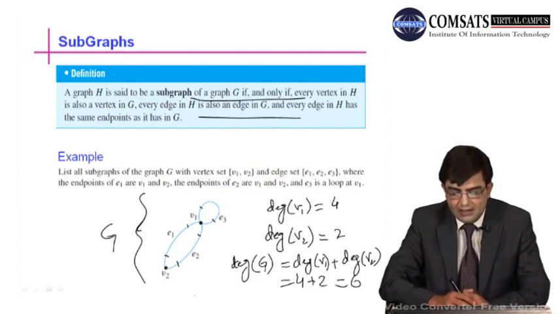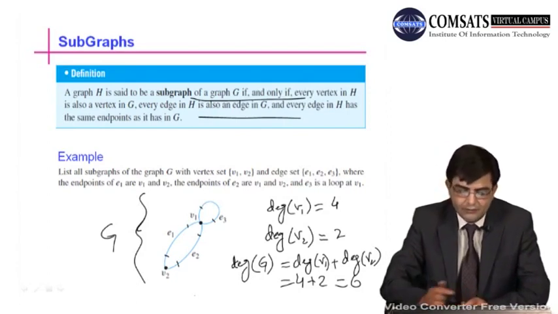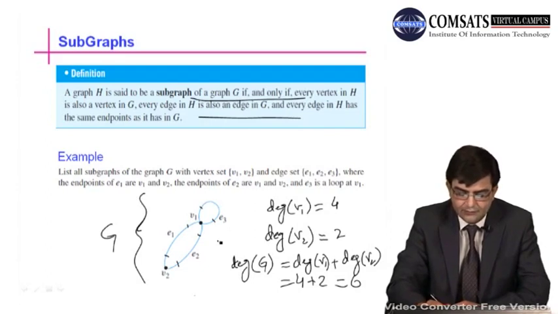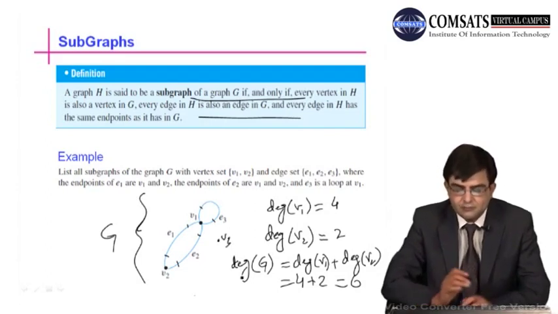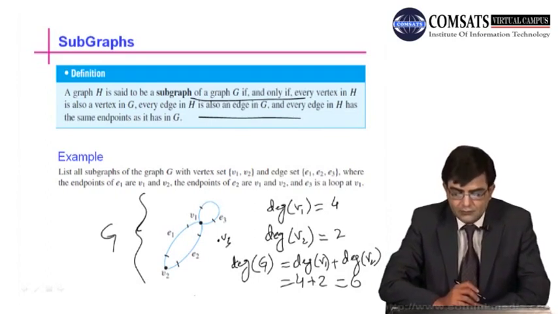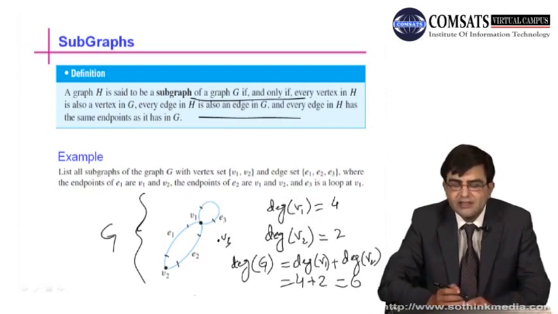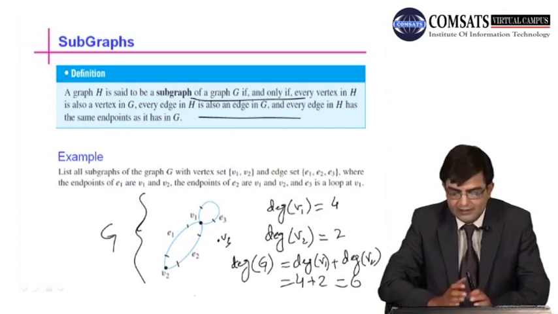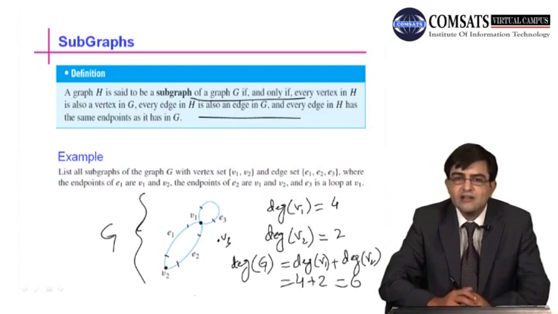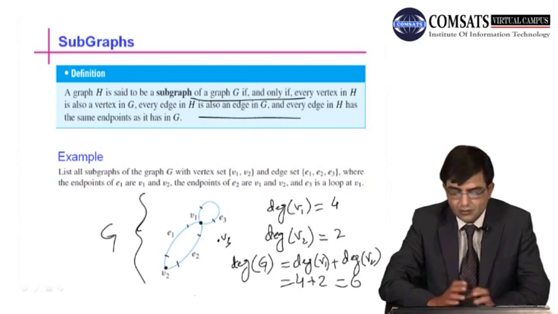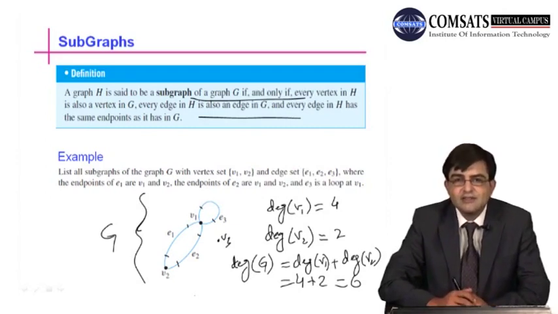What if we have an isolated vertex? For example, if we have another vertex here, v3, what will be the degree of v3? Obviously we see how many edges are incident on v3. There are no edges incident on v3, therefore the degree of v3 is 0. So if we have isolated vertices in any graph, then the degree of all those isolated vertices will be 0.